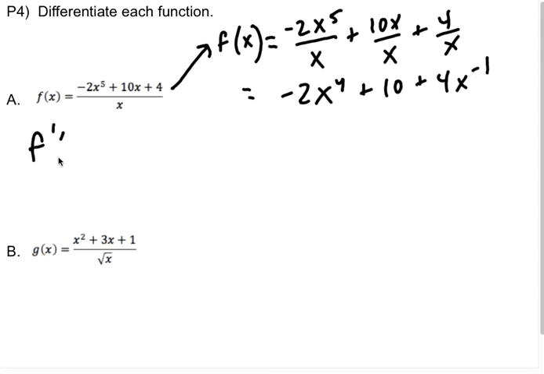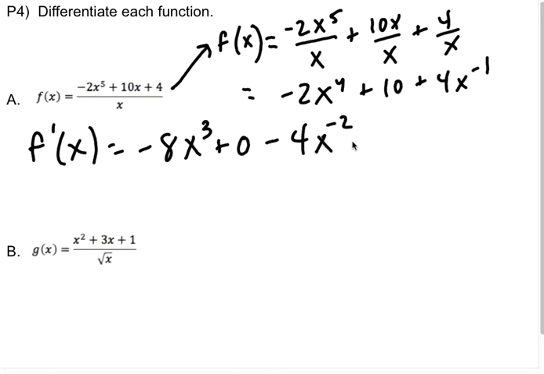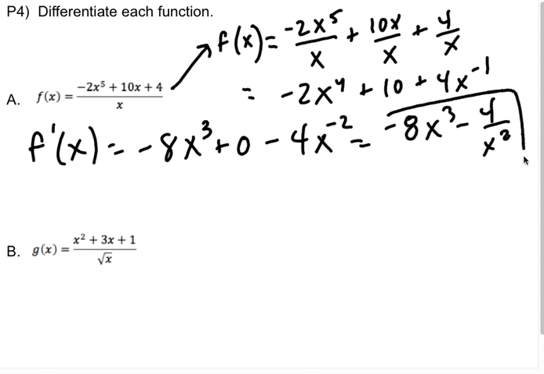That means that my f prime of x should be a negative 8x to the 3rd plus a 0, because the constant's going to derive to 0, and then a negative 4x to the negative 2nd. So you're probably going to see your answer as this. Again, the other answer is totally fine, and you shouldn't simplify if you don't have to. I certainly wouldn't simplify on these ugly root ones.